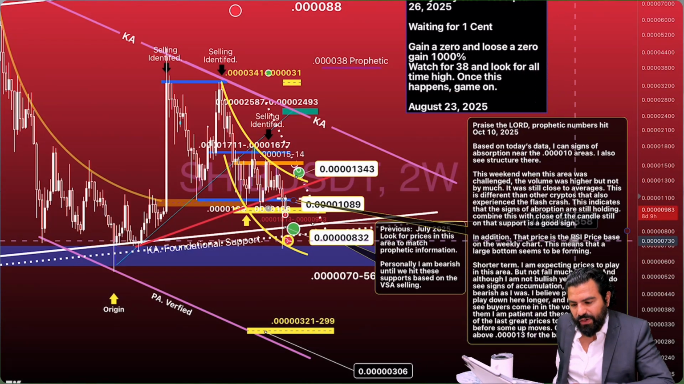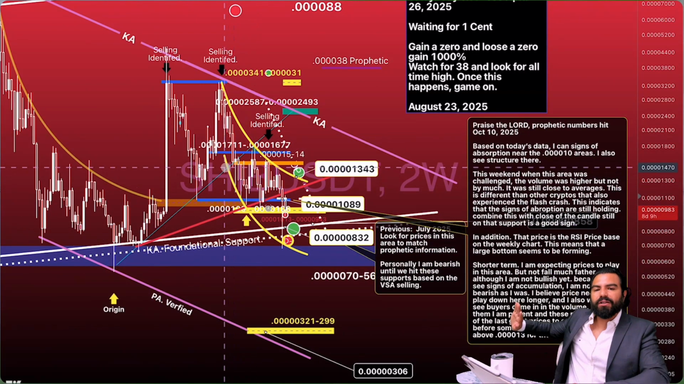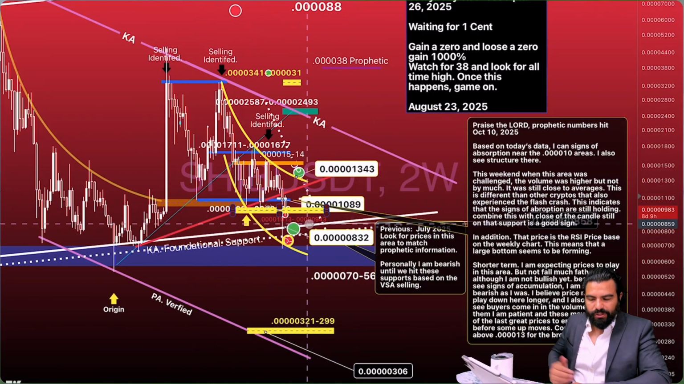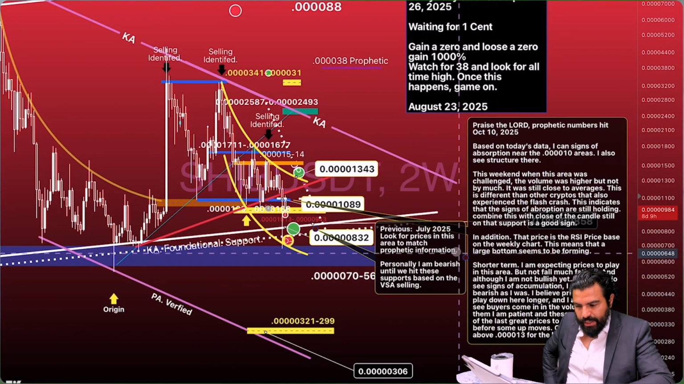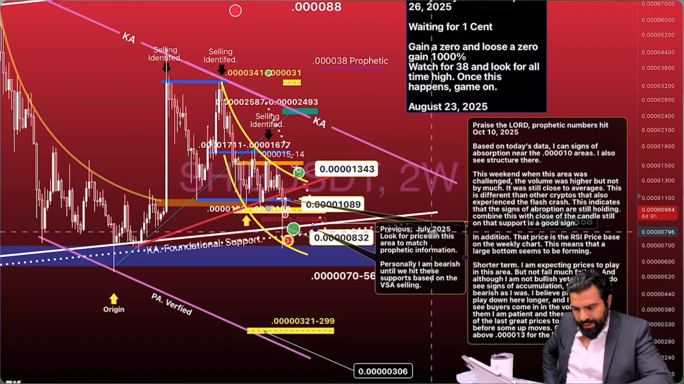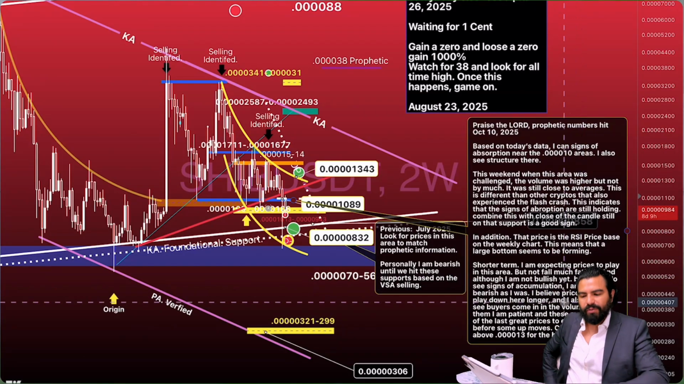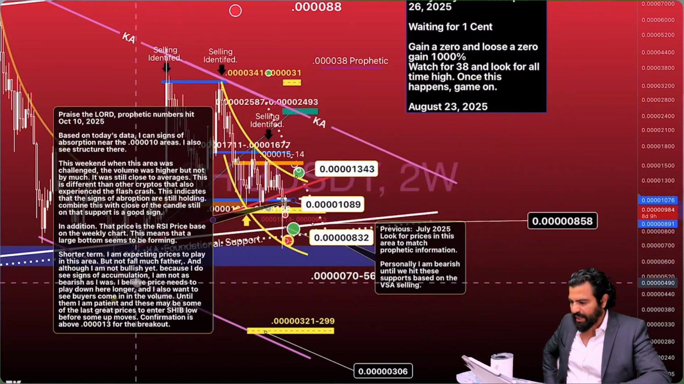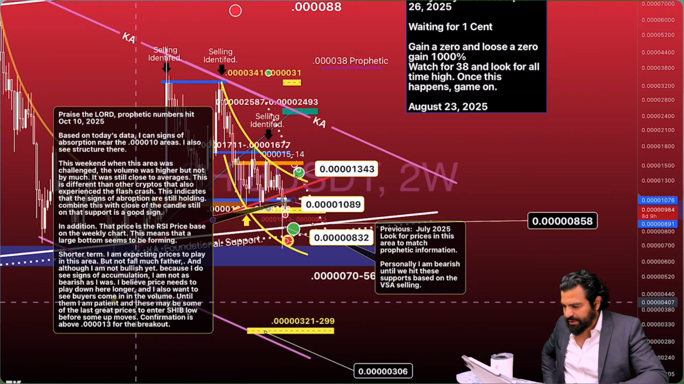In addition, the price of RSI based on the weekly chart means that a large bottom may be forming. So we may be looking for a bottom in this area starting to form. Shorter term, I'm expecting prices to play in this area, but not fall much farther. Although I'm not bullish yet, because I do see signs of accumulation, I am not as bearish as I once was, and that's these comments here. I also want to see buyers come in the volume.